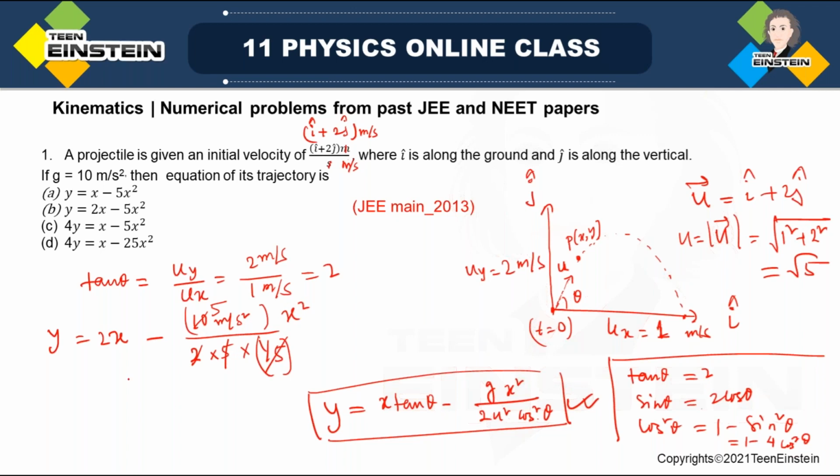Then it will be 2x minus 5x square. Here also meter per second square will be there, so that's why it will get cancelled. So you get 2x minus 5x square. So this should be the answer. Let us see the options. I hope you agree with me, all the calculations are right. So B will be the correct answer for this question.